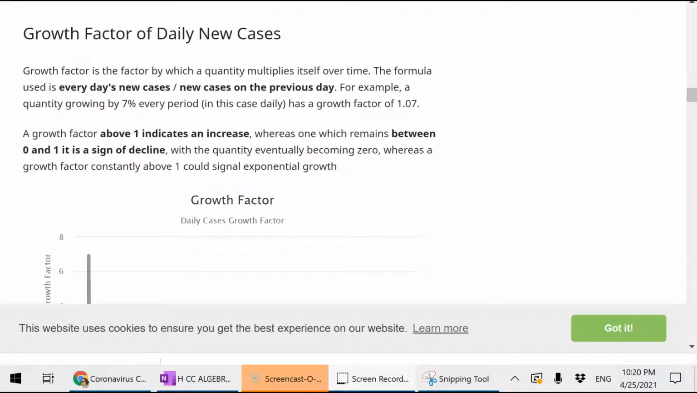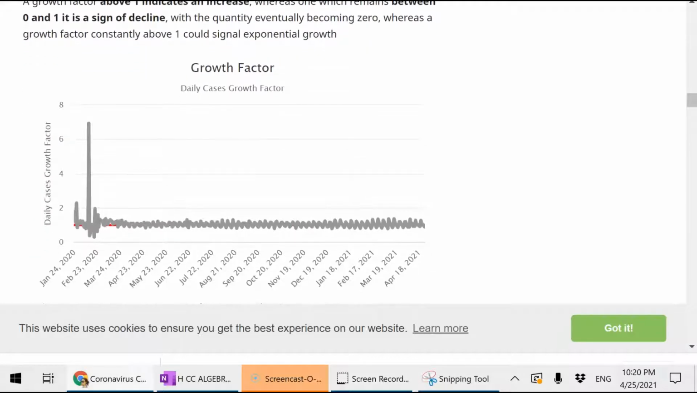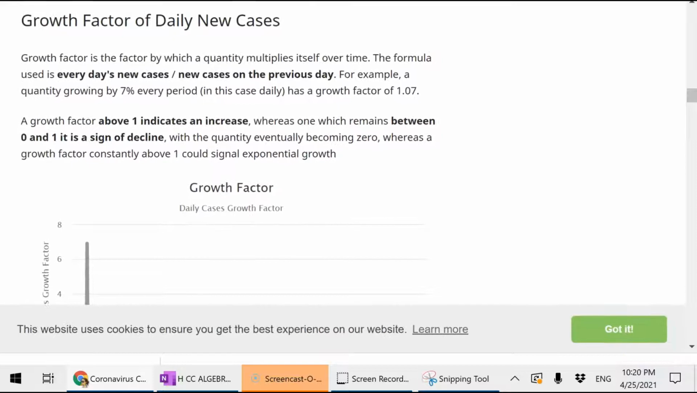This is a website called Worldometers, and basically they give you data on everything. This one particularly is for COVID. So notice the words growth factor. So they were using the growth factor. The important key was growth factor is the factor by which a quantity multiplies itself over time. The formula used is the new cases on the previous day. For example, a quantity growing at 7% every period, in this case daily, has a growth factor of 1.07. So if it was growing by a factor of 1, that just means it's staying the same. So 1.07, it's increasing 7% every day.